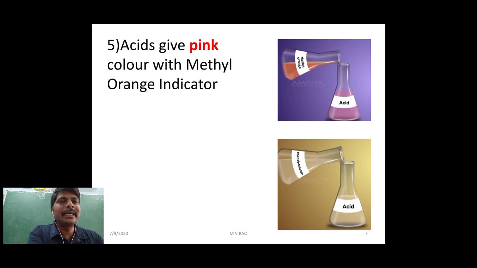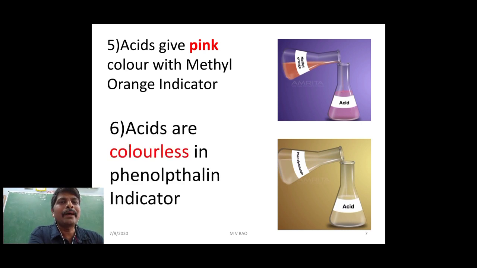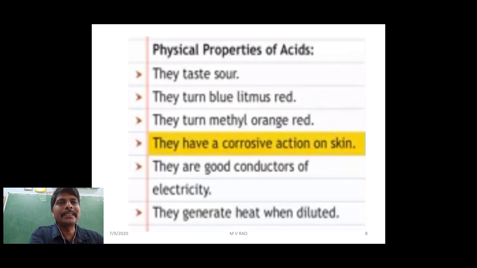One more indicator is phenolphthalein. In phenolphthalein, acids are colorless. So children, better to remember these six physical properties of acids. They are sour to taste. Next, they are corrosive in nature. They turn blue litmus to red litmus. They give pink color with methyl orange indicator. They are colorless in phenolphthalein indicator. They are good conductors of electricity. These are the physical properties of acids.